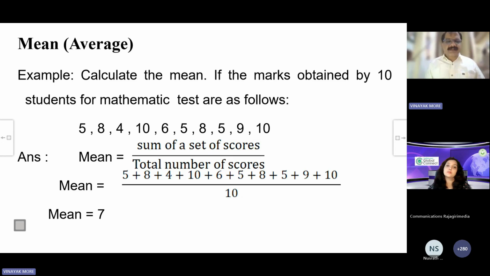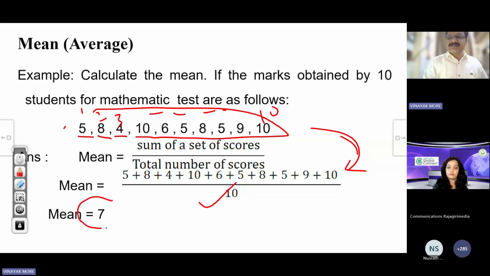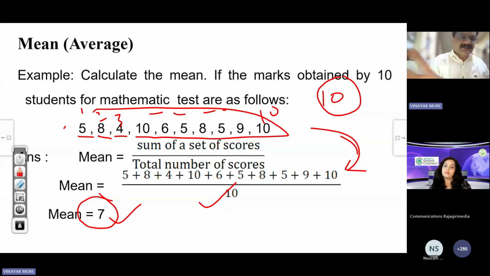So simply you have to add these marks. Like this, 5 plus 8 plus 4 plus 10, you have to add all these marks. It will come into the numerator. And then how many students are there? 1, 2, 3, so on, 10 students. You simply divide by 10 and you will get the mark 7. Now, this test is out of 10 and you got 7, so you can interpret that the performance of the class is above average, or we can say the class is performing moderately well.